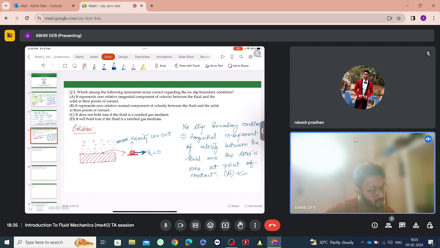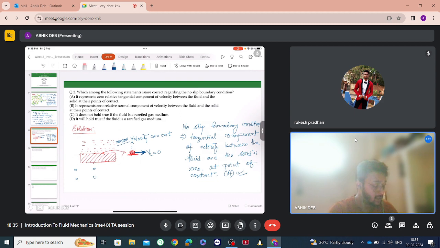Option number B states it represents zero relative normal component of velocity. As I have stated, non-zero velocity can exist in the normal direction, so option B is not correct. Now, it does not hold true if the fluid is a rarefied gas medium. If the fluid is a rarefied gas medium, what will happen? Suppose these are the molecules of the fluid and it is rarefied, that is, the relative distance between the two molecules is very significantly large.